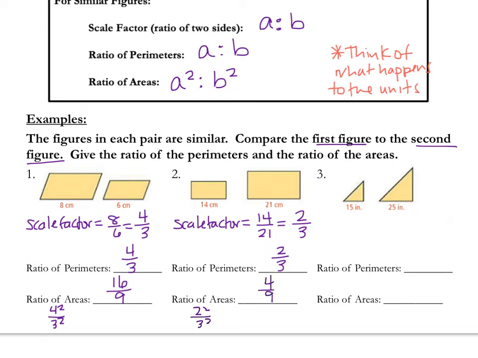So this next one, number 3, take a minute, pause the video, try it on your own, see if you can get the same answer as me. I'm going to do the problem in 3, 2, 1. The scale factor is 15 over 25. We can divide both by 5, so that's 3 over 5. The ratio of the perimeter stays the same, but the ratio of the areas, we have to square both of those. So it's 3 squared over 5 squared, which is 9 over 25.